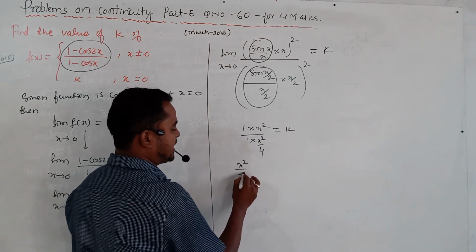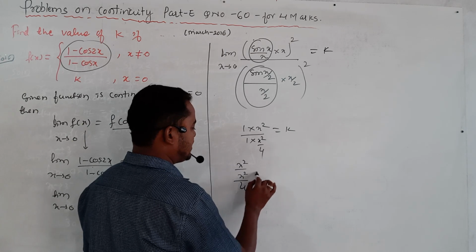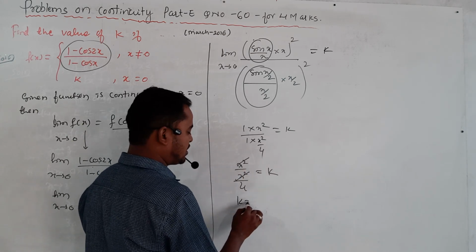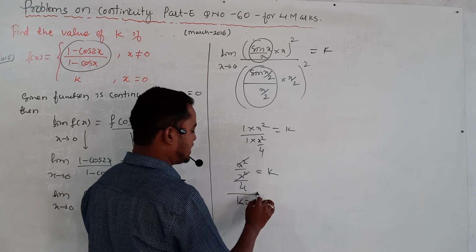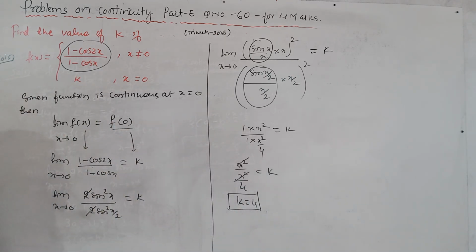1 into x square divided by x square by 4 is equal to k. X square cancels, then k is equal to 4. So this is the value of k. Then k is equal to 4.